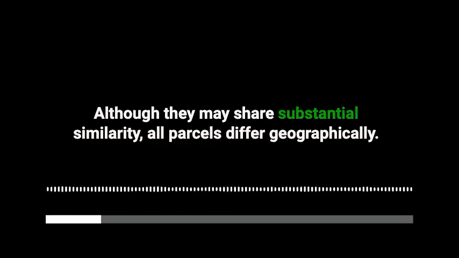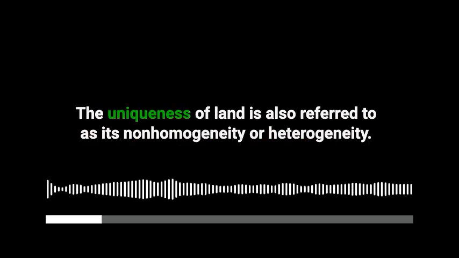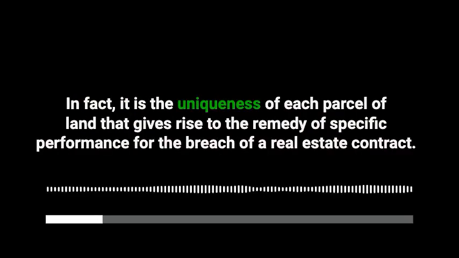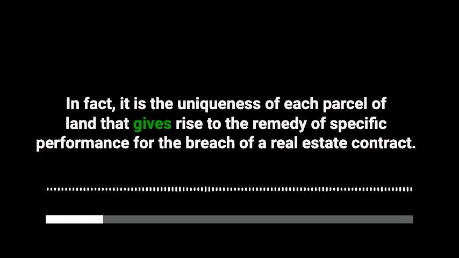Uniqueness. No 2 parcels of land are ever exactly the same. Although they may share substantial similarity, all parcels differ geographically. The uniqueness of land is also referred to as its non-homogeneity or heterogeneity. In fact, it is the uniqueness of each parcel of land that gives rise to the remedy of specific performance for the breach of a real estate contract.